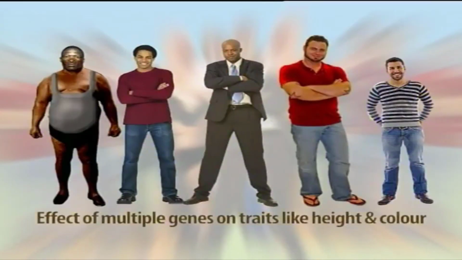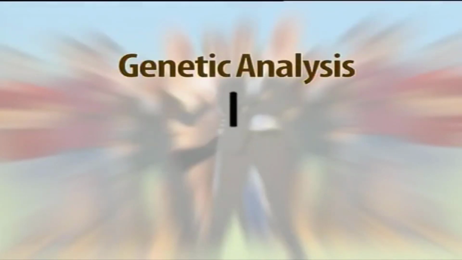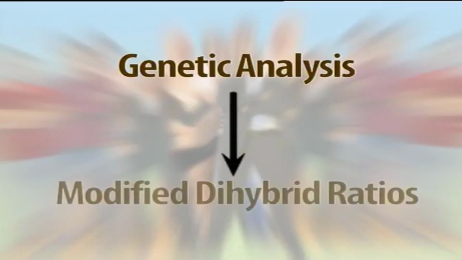Most morphological traits like height and color are affected by multiple genes. It is genetic analysis that identifies the genes which interact for a particular biological property. The significance is that two interacting genes produce modified dihybrid ratios.